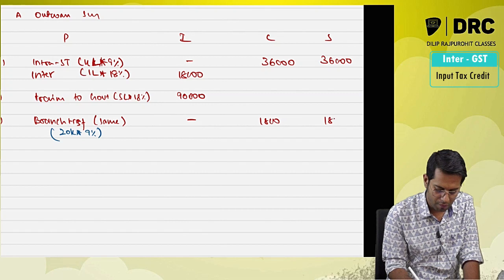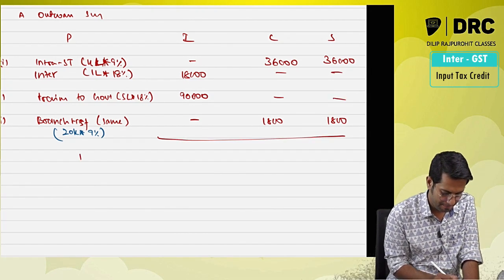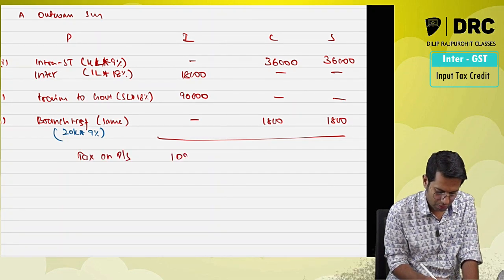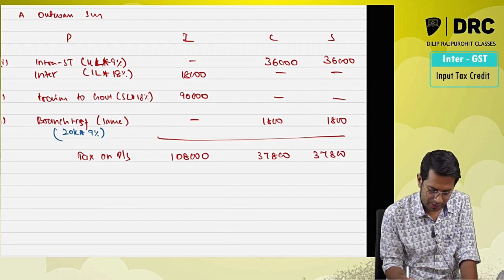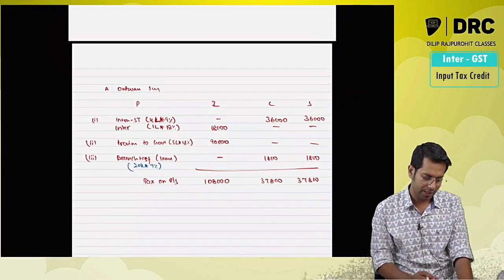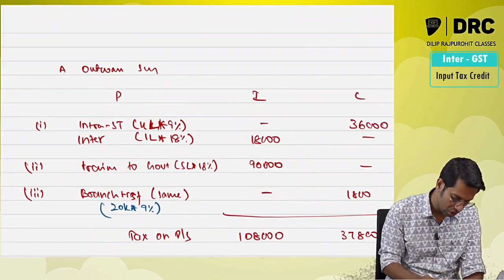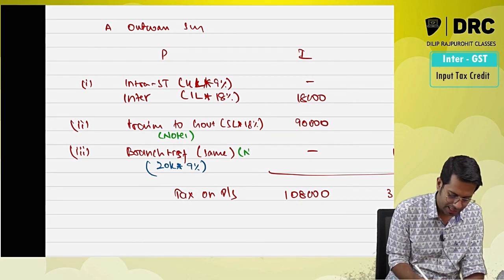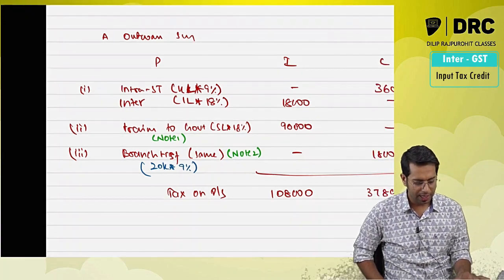$1,800. Tax on outward supplies: 1,08,000, 37,800. Now sir, are there any notes which I have to write 100%? Yes. So first note will be on this training. Second note will be on this. So in respect to training, what will you write, sir?